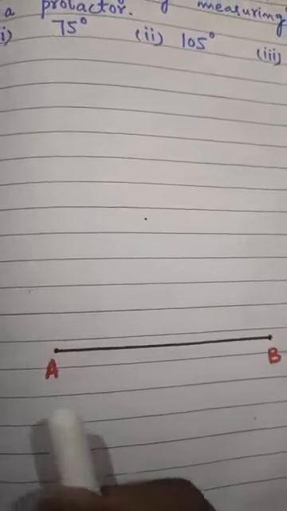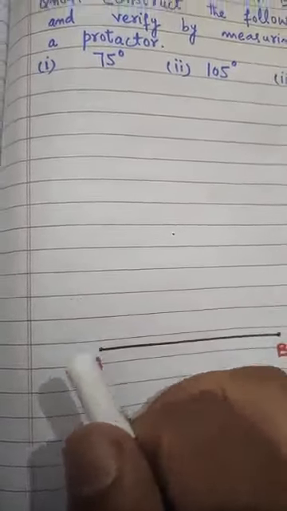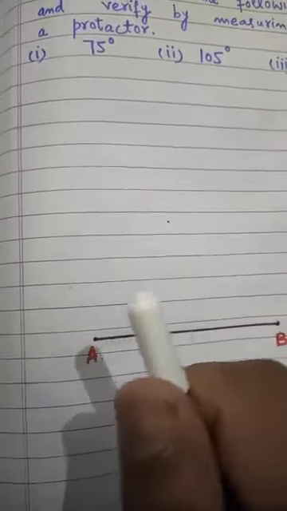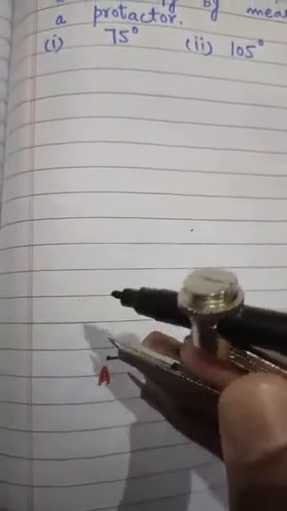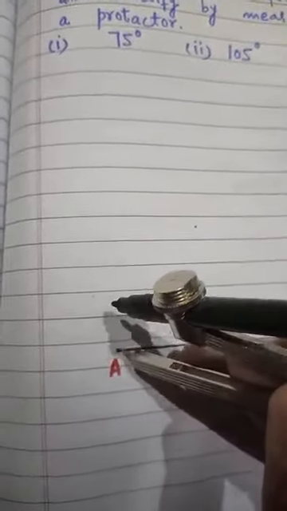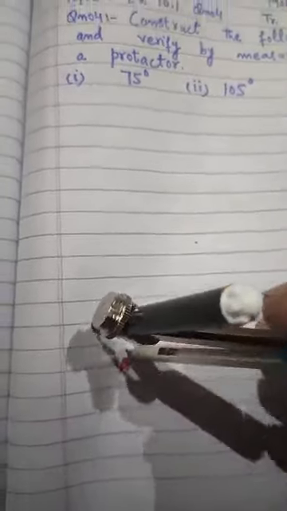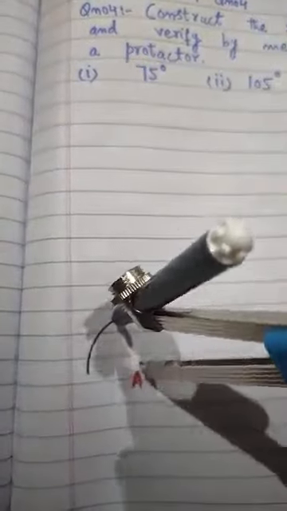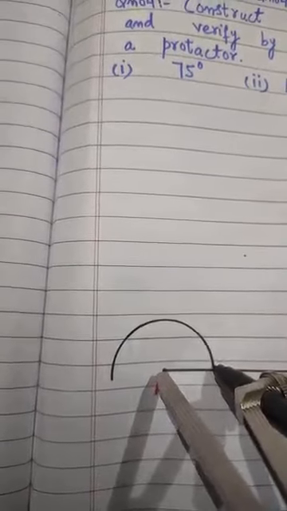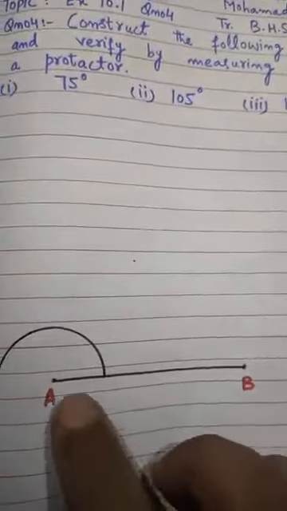Now, at point A, we are going to draw a main arc. With A as center, we draw a main arc so that we get 60 degree and 90 degree angles. Let's put the needle of the compass at point A with a suitable radius, of our own choice, and draw the main arc. Here it is, and this main arc intersects the line segment AB.